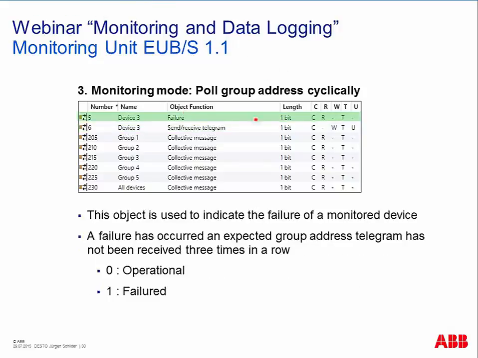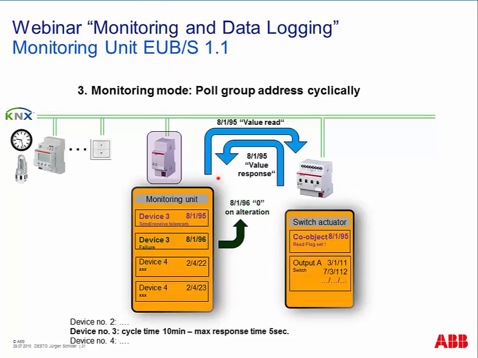Of course, again, we have our failure group object, as always, no different compared with the other ways of monitoring. And you see here the way of communication via group address. So our EUBS sends on this group object send receive telegram a value read, a read request to this communication object you have used inside the device, and a value response, the actual value of this communication object, 1 bit, will be sent back, and then everything is fine. And it will be sent cyclically, for example here in this case every 10 minutes. This will be sent, and our device has to respond.